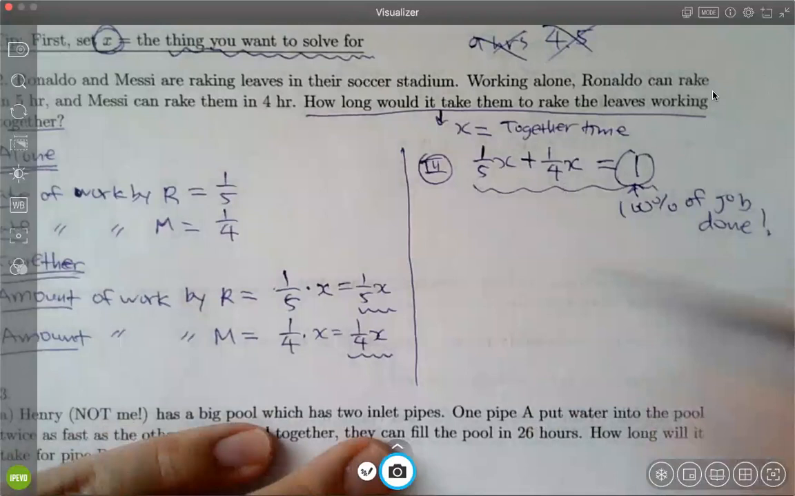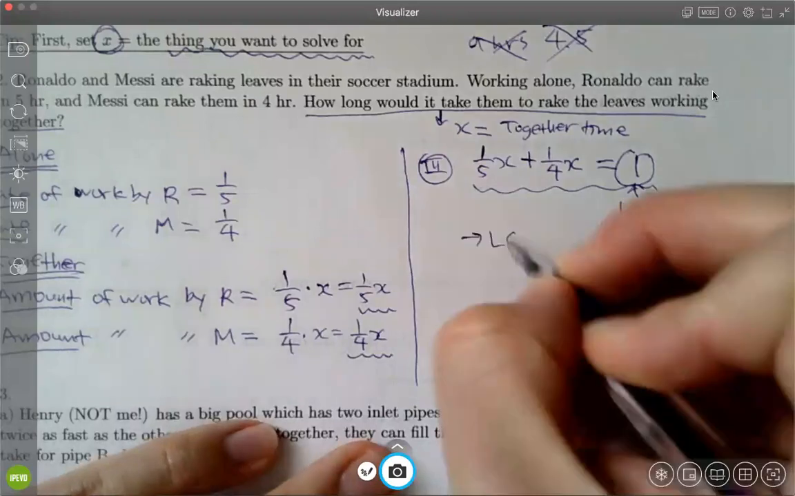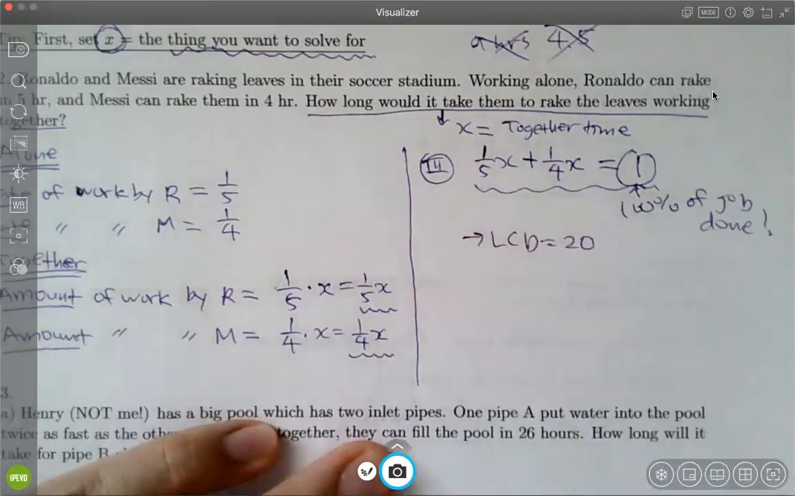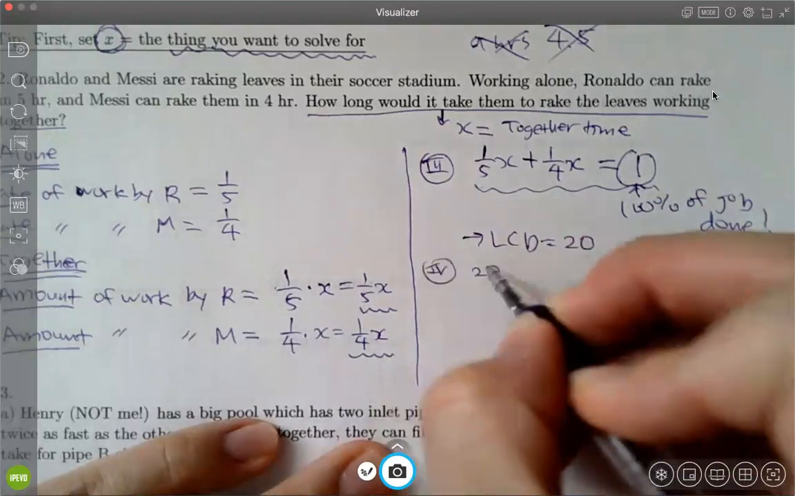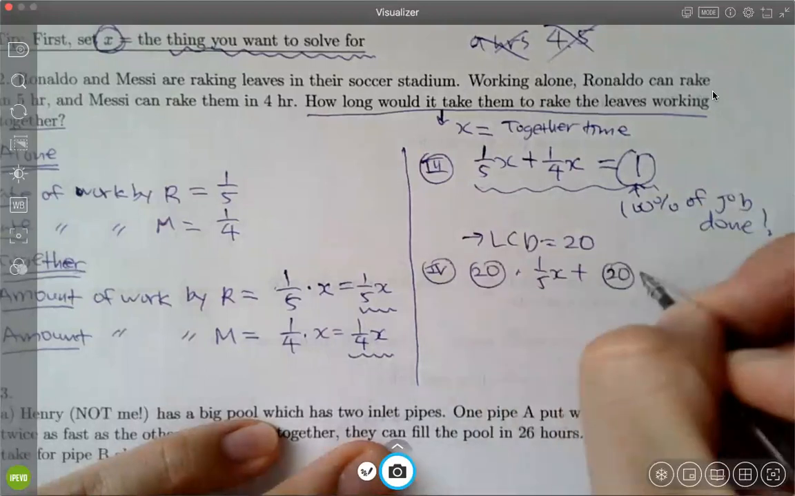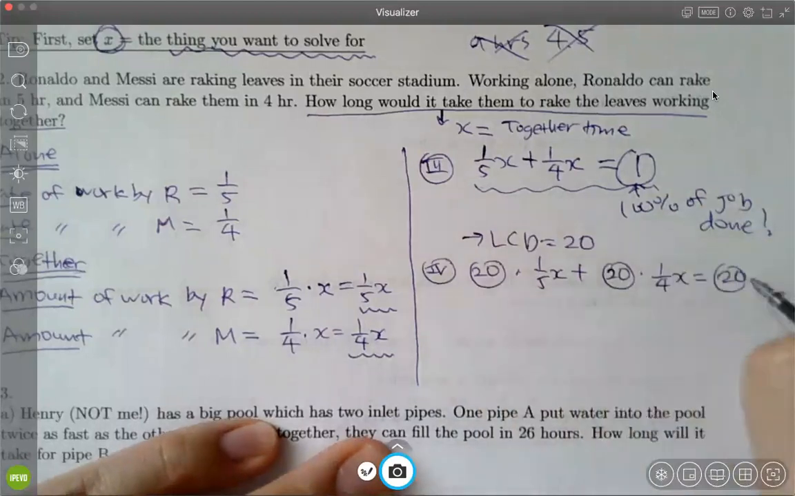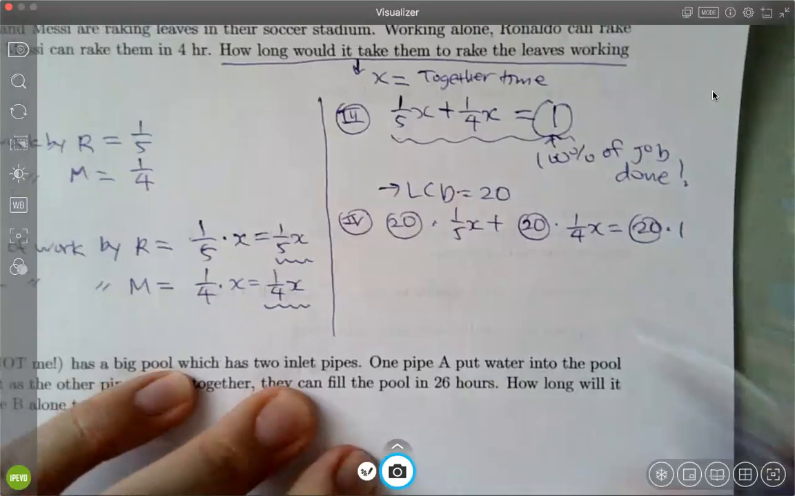So earlier, someone said 20. Yeah, so that's where I thought you were asking that question. Sorry. Oh, that's fine. So 20 is what? The LCD, right? Okay. So we multiply this to each side, right? So 20 times 1/5x and 20 times 1/4x. And then remember, we need to multiply 20 to the right-hand side as well. Okay. Now, what is 20 times 1/5x?